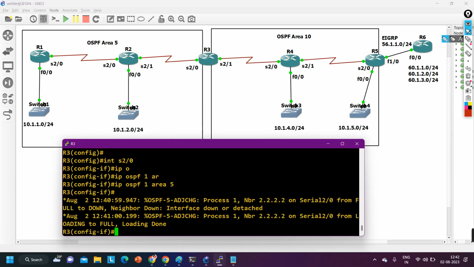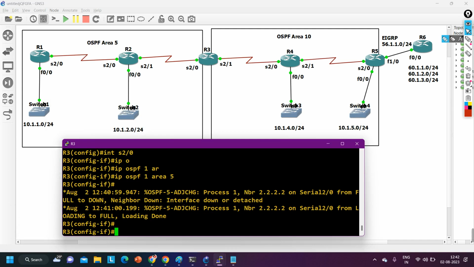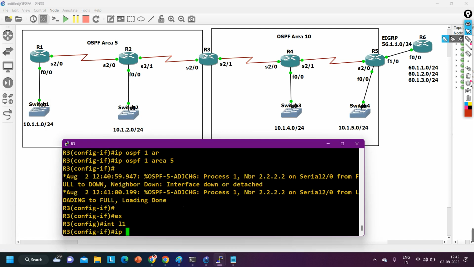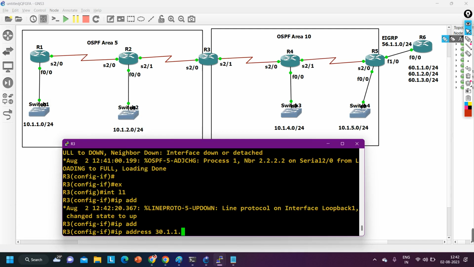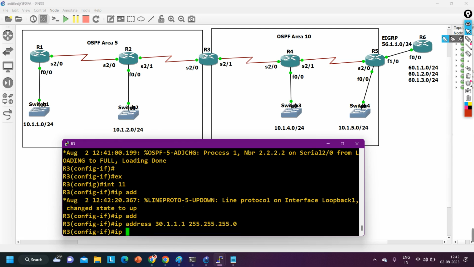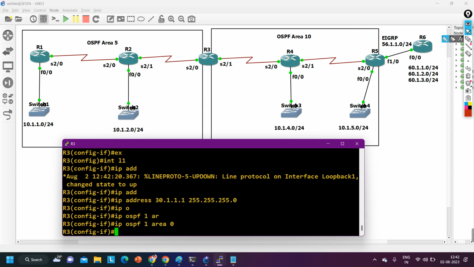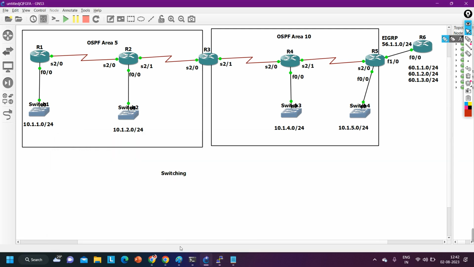If I want to make R3 an ABR router, then at least one interface of R3 should be in area 0. So let me create one loopback interface, loopback 1, and say here IP address is 30.1.1.1 255.255.255.0 and IP OSPF 1 area 0. I'm going to advertise this loopback interface in area 0. Will it work?